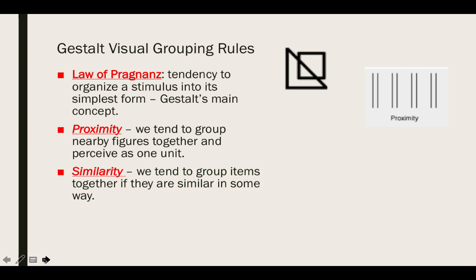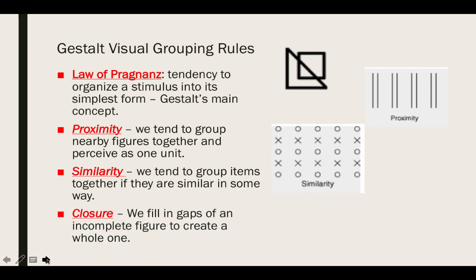Similarity, again, you're probably seeing a pattern. We tend to group things into wholes if they are similar in some way to each other. So in this example, most people see rows of circles and X's as opposed to columns, simply because we group these circles as belonging together as a whole, and these X's belonging together as a whole. Closure is the most impressive grouping rule for me. Closure demonstrates how we fill in gaps of an incomplete figure to create a whole figure that's familiar to us.